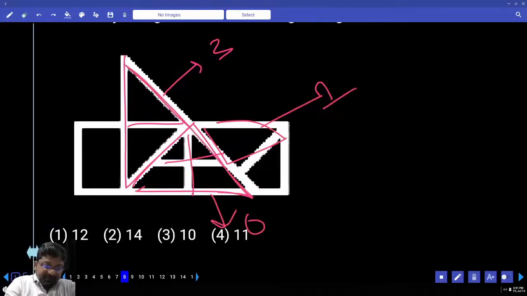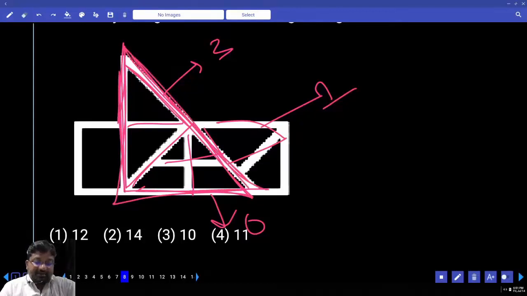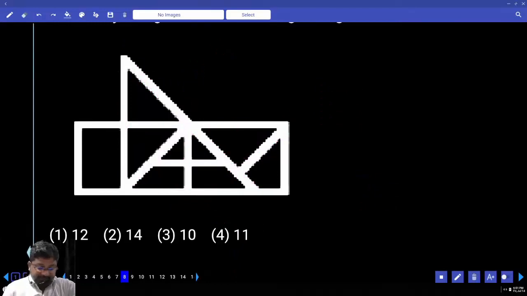But there is one bigger one here. Bigger one. Don't forget, it's a combination of all. Extra 1. 6 plus 3 plus 1 plus 1. How much is this? 11. Any other than this? No. Answer 11.